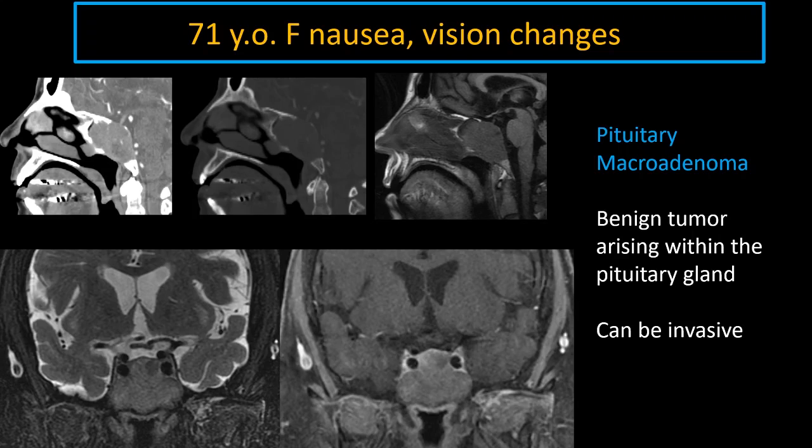Macroadenomas are benign tumors that arise within the pituitary gland, but they can be quite invasive and quite large. And this is a nice example of an invasive pituitary macroadenoma with a primarily infrasellar pattern of extension to invade the clivus and sphenoid sinus. They can also invade the cavernous sinus, and when very invasive, can extend to the nasopharynx.